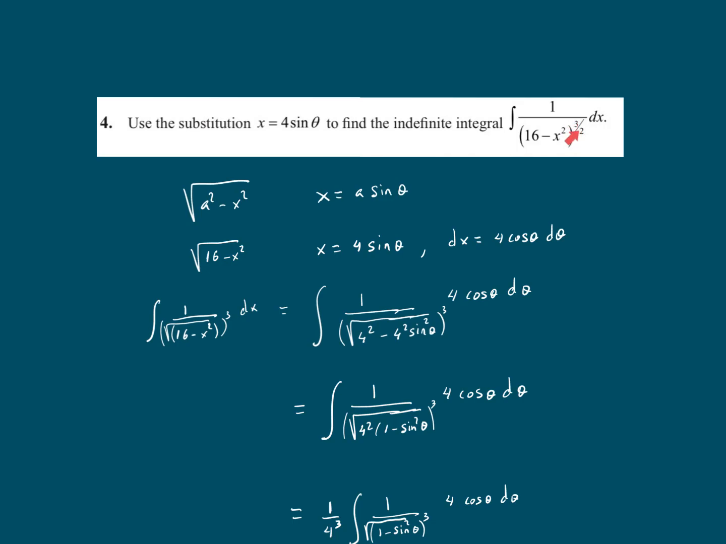It will be 1 divided by the square root of 4 squared minus x squared, where x squared is 4 squared sine squared of theta, to the cube, multiplied by dx, which is 4 cosine of theta d theta. Now we do a little algebra inside the square root, and this will be 4 squared multiplied by 1 minus sine squared of theta. But 1 minus sine squared of theta is cosine squared of theta, and the square root of cosine squared of theta is cosine of theta.